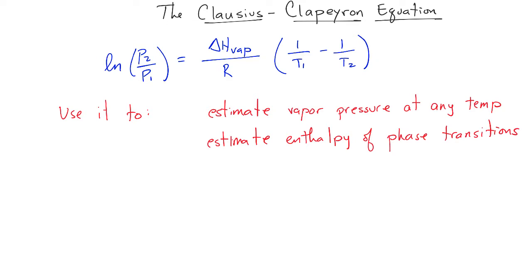The R is going to be 8.314 joules per mole per Kelvin, and the temperature has to be in kelvins.